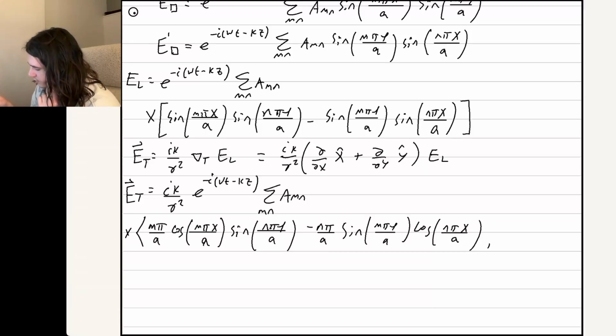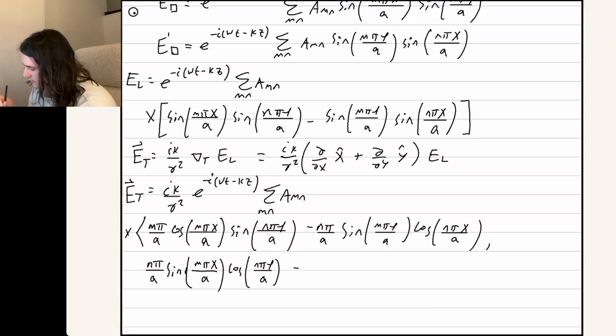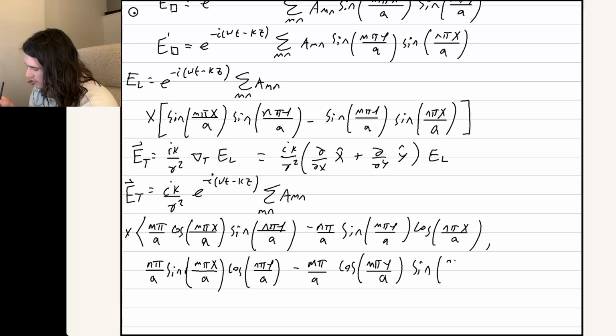And then that's the x component, so we are going to do the y component now, which is going to be n pi over a sine m pi x over a cosine n pi y over a, minus m pi over a cosine m pi y over a sine n pi x over a. Okay. That's your transverse electric field.